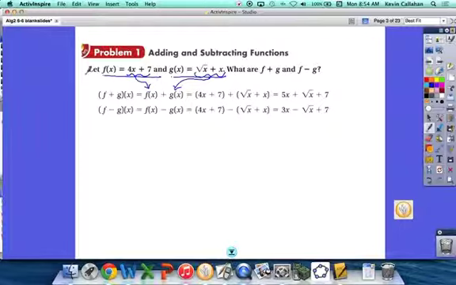Okay, and then they combine like terms. Right, it looks like we've got a 4x plus x. That's where the 5x comes from. Right, the square root of x, right? The square root of x and 5x are not like terms, right? They are not the same variable raised to the same power, so you can't combine them.